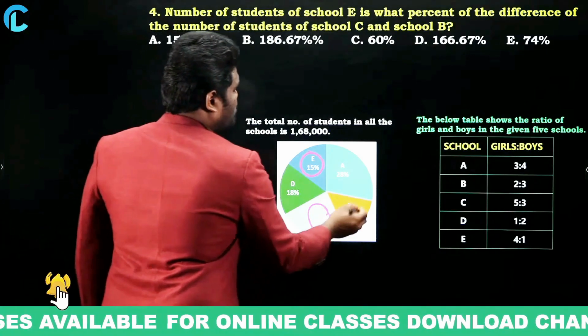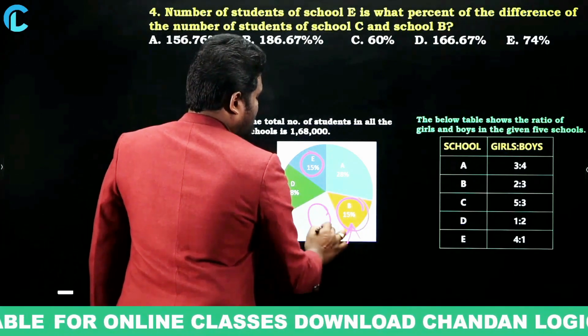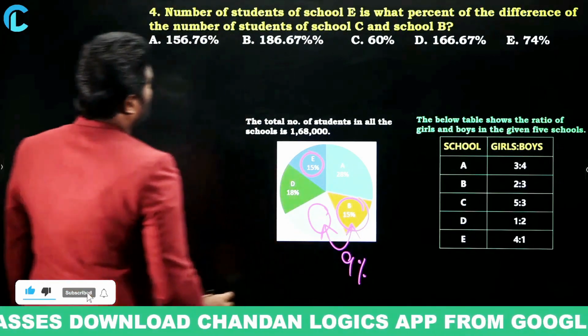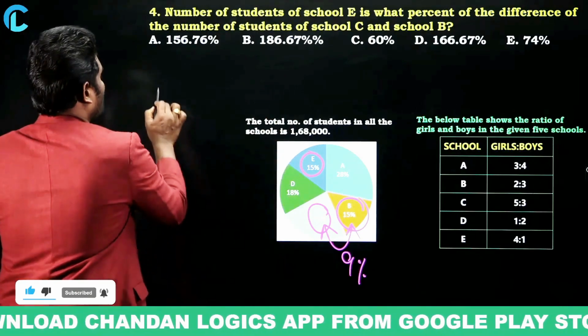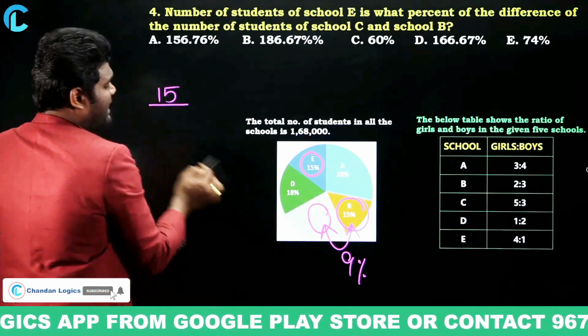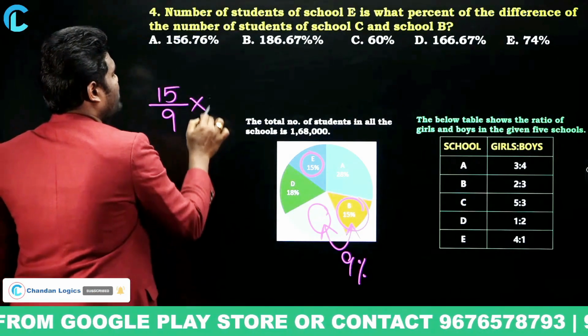So school C, school B difference. School C, school B difference is how much? Difference is 9%. Yes or no? Now the question is asking number of students of school E, 15%, divided by difference of CB, 9. So 15 by 9 into 100.